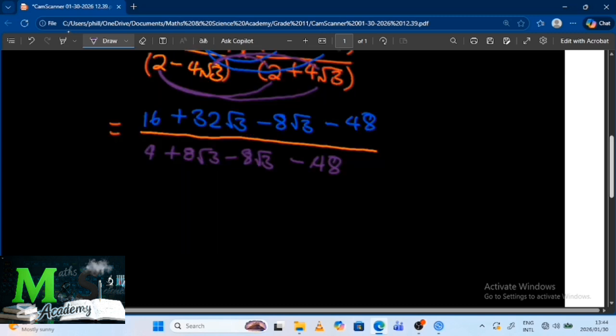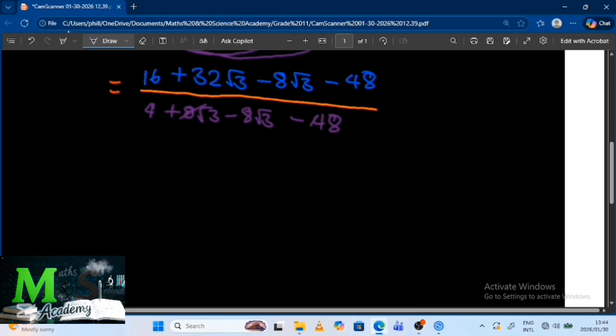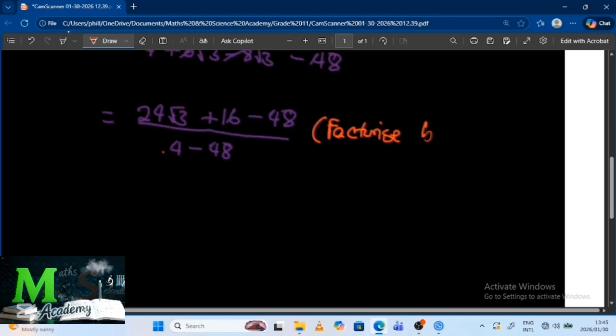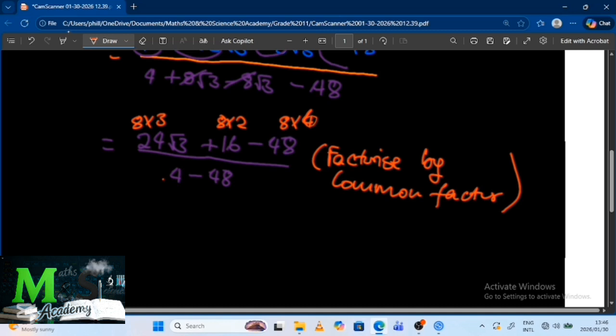Positive 8 root of 3 and negative 8 root of 3 cancel each other, and now we are going to simplify this even further. By using the laws of grouping of surds, 32 root of 3 and negative 8 root of 3 give us 24 root of 3, and we're remaining with 16 and negative 48 all over 4 and negative 48. Now factorizing by taking out the common factor, in the numerator what's common is 8. So 24 is 8 times 3, 16 is 8 times 2, and 48 is 8 times 6.